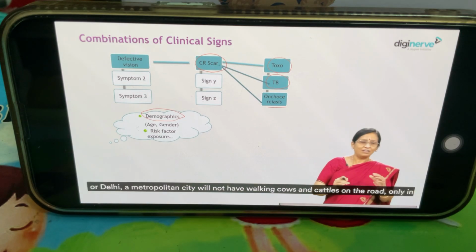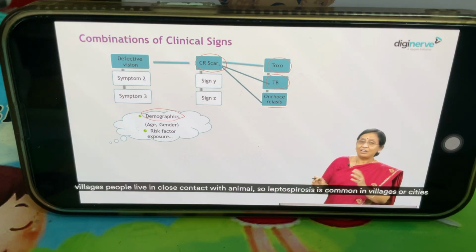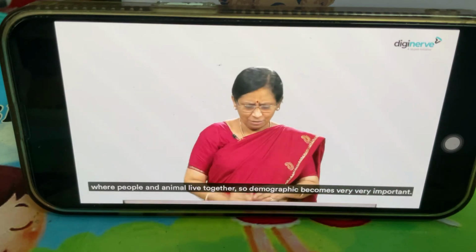A metropolitan city will not have walking cows and cattle on the road. Only in villages do people live in close contact with animals. So leptospirosis is common in villages or cities where people and animals live together. So demographics becomes very, very important.